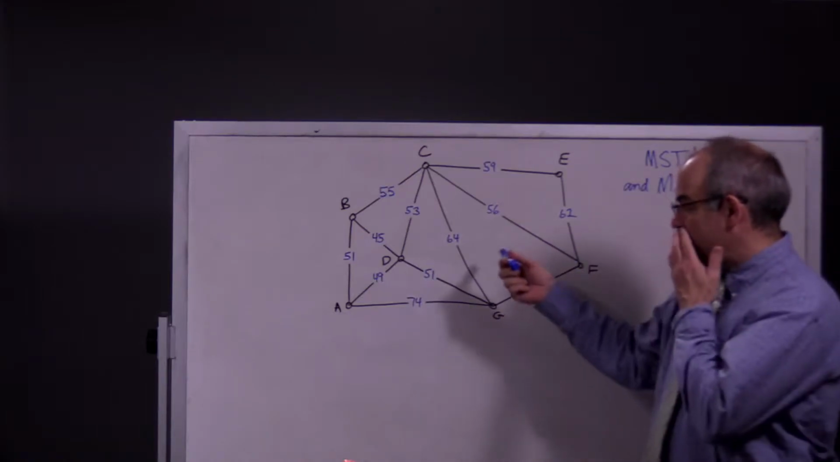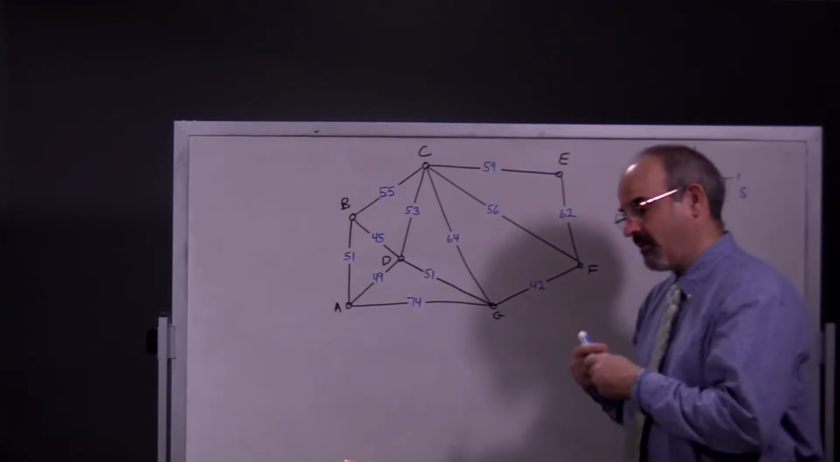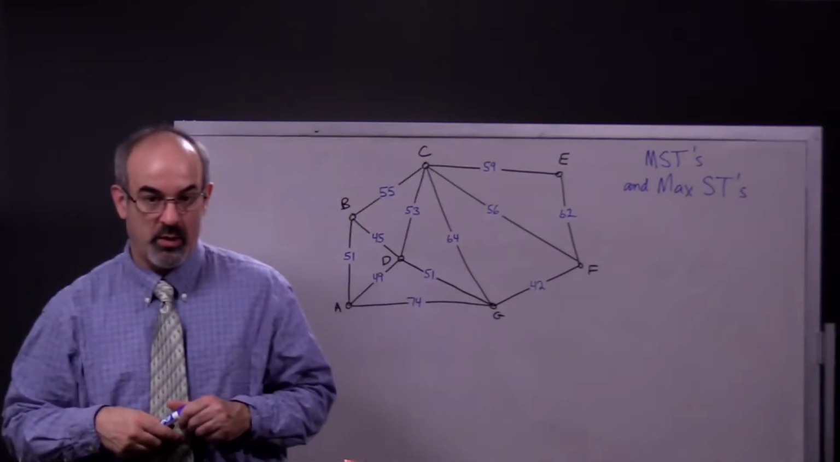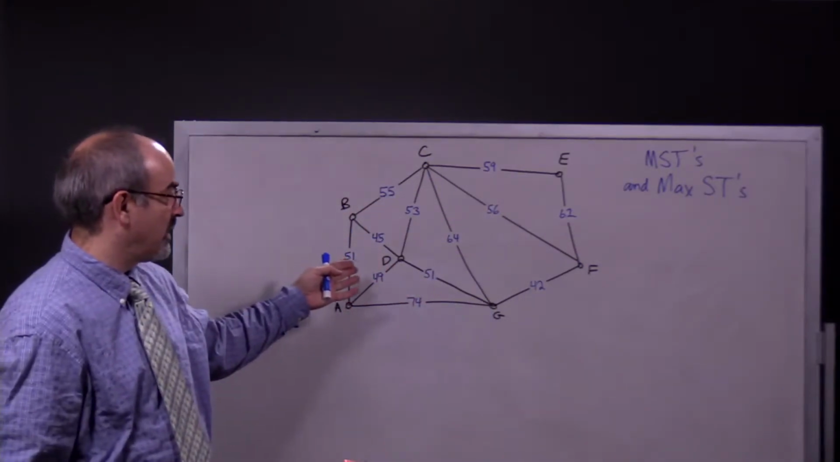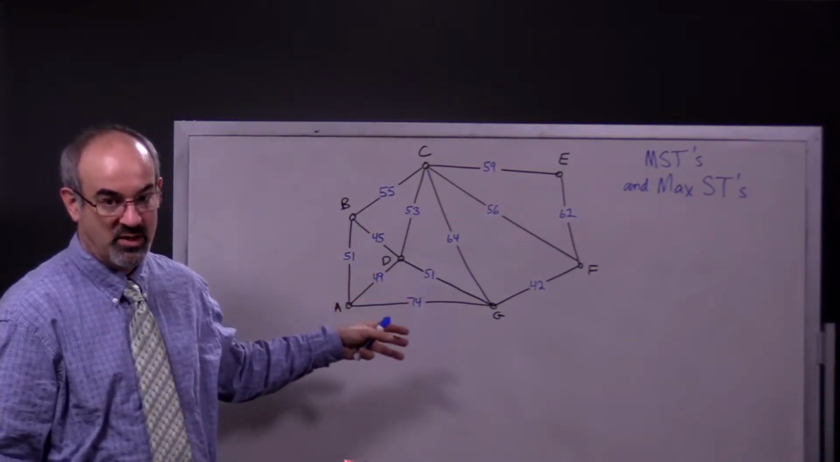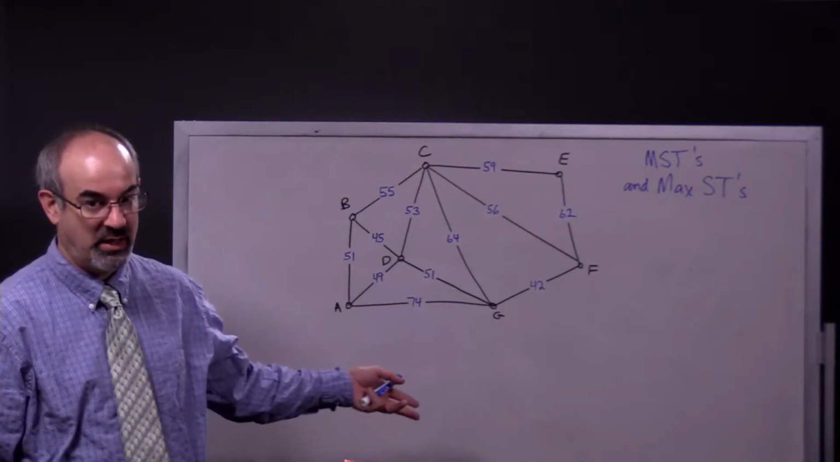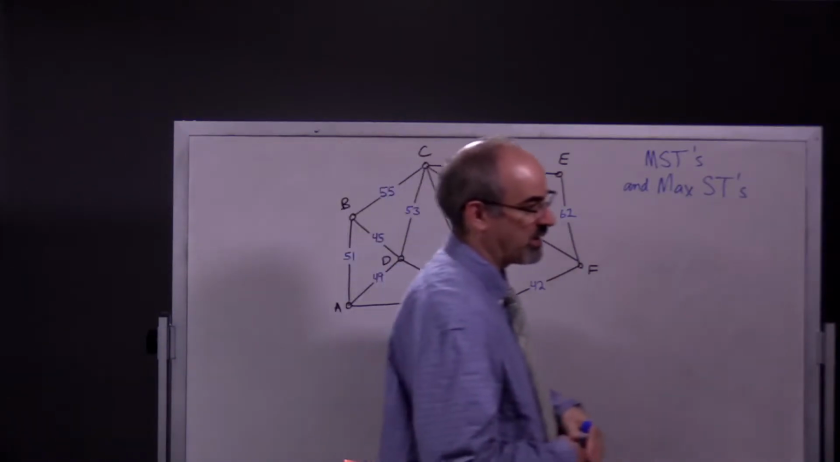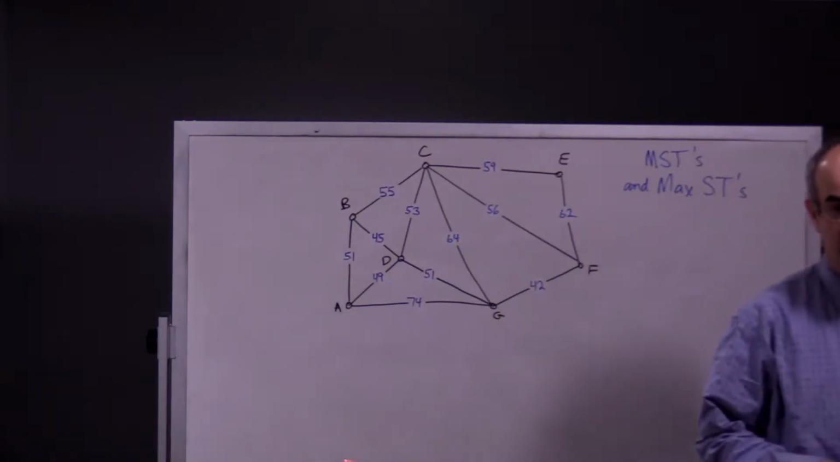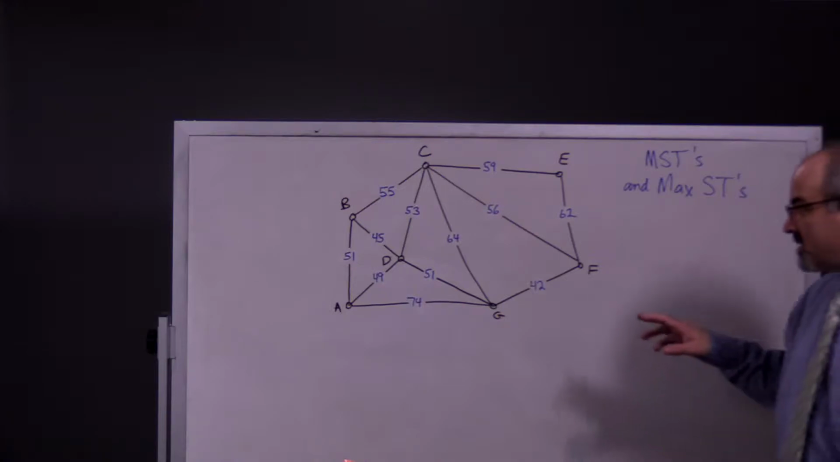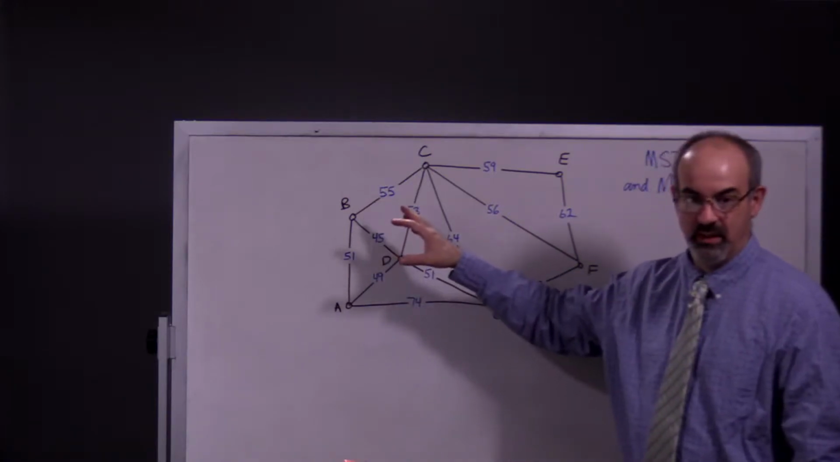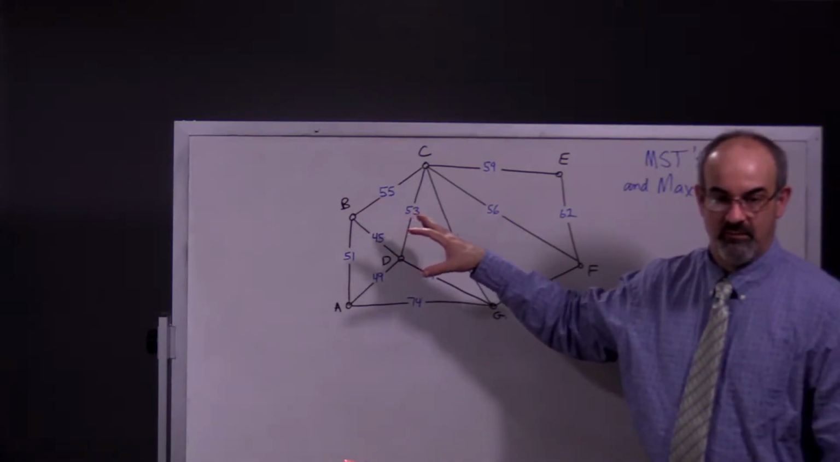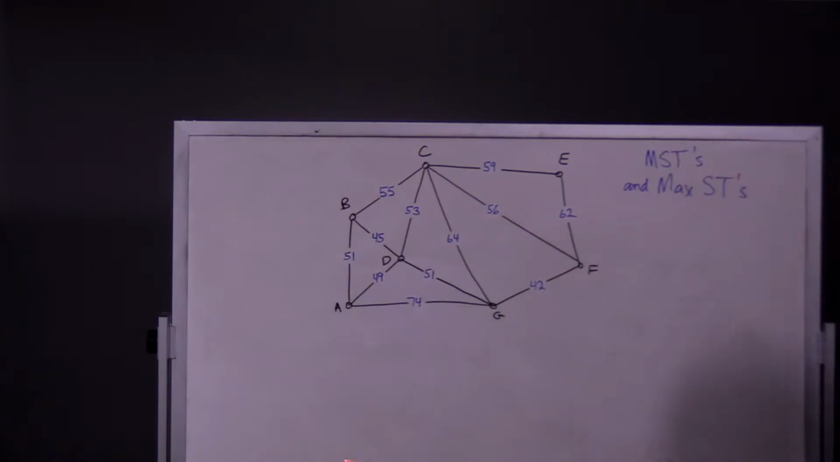Well, to take this network that has circuits in it and turn it into a network that's a tree, if you can do that, then it's a spanning tree. In other words, it's a tree that still actually visits every vertex of the network.